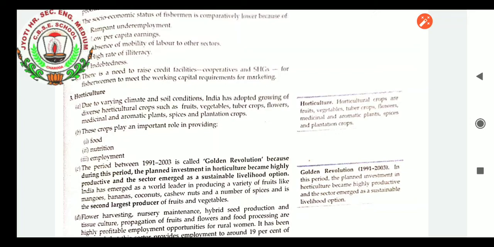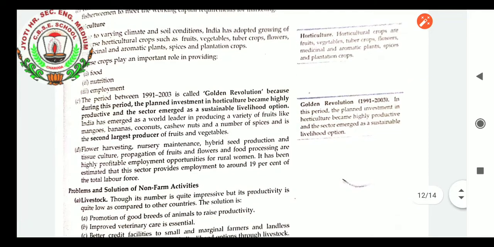When we grow the type of crop which is needed to be grown in that area, the productivity will automatically increase. If we want to grow the same product in another area where the climatic situation and the soil will not support us, it will be difficult to increase the productivity. The period between 1991 and 2003 is called the Golden Revolution because during this period the planned investment in horticulture became highly productive and the sector emerged as a sustainable livelihood option.